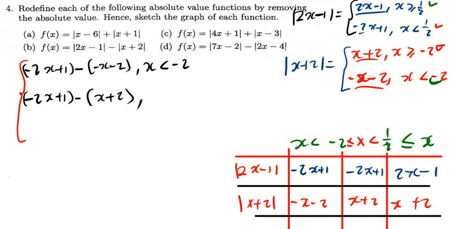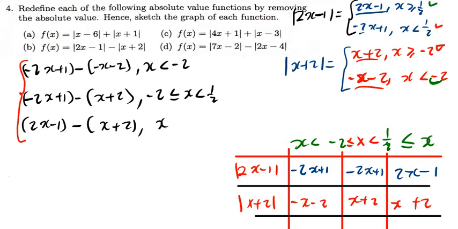Now what is the condition? The condition is that negative 2 is less than or equal to x and x is less than half. Done. Let's go to the last one. In the brackets, x minus 2 minus 1, sorry, then we have also x plus 2. What is the condition? x should be greater than or equal to half. Done. Now I need to add, finding the final answer.